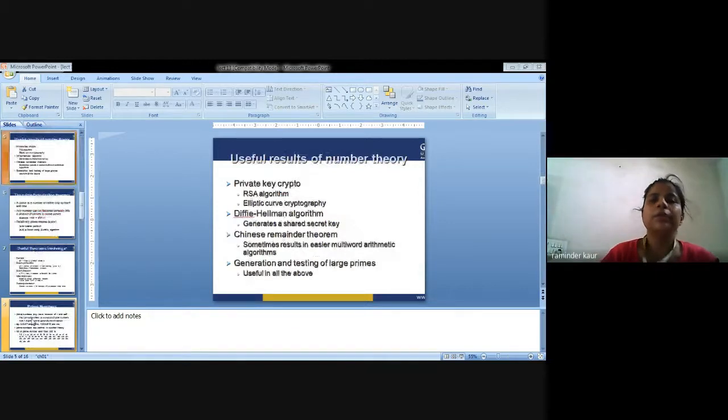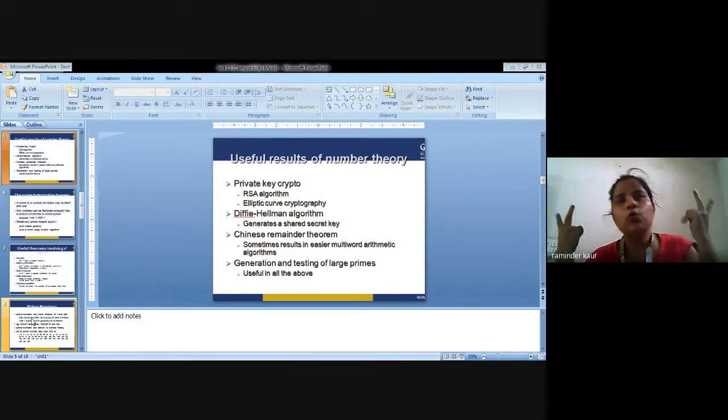So next is, what are the useful results of number theory? First is public key crypto. Obviously, the public key crypto that we have used for the RSA algorithm, or I can say elliptic curve cryptography. So what is public key cryptography? What is the Diffie-Hellman algorithm? Public key cryptography means that two keys will be there.